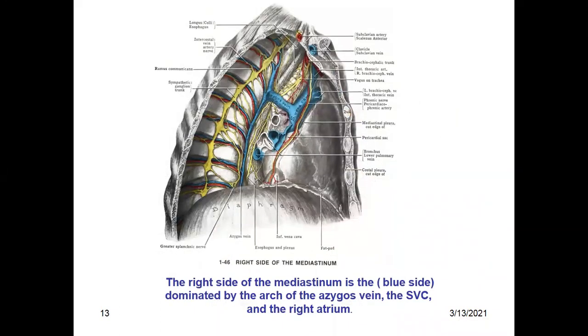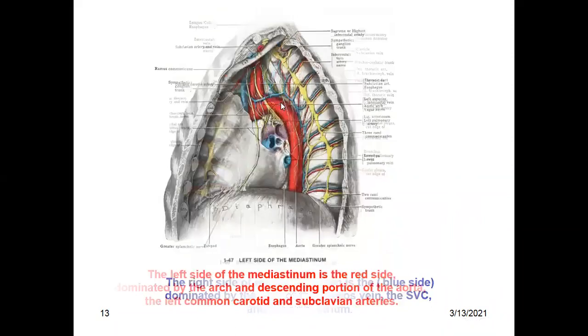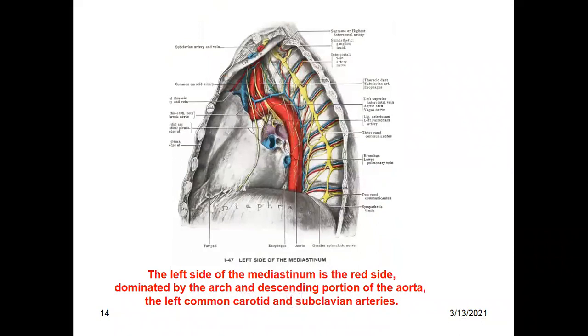Now, if the lung is removed from the right side, we'll see the right side of the mediastinum. Some people refer to the right side of the mediastinum as the blue side because it is dominated by the superior vena cava and the arch of the azygos vein. And if we look at the left side of the mediastinum after removing the lung, we'll see that it is dominated by the arch of the aorta, the descending thoracic aorta, and the common carotid and left subclavian artery. Therefore, some people refer to the left side of the mediastinum as the red side of the mediastinum.